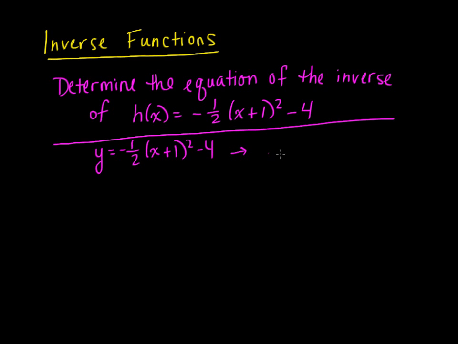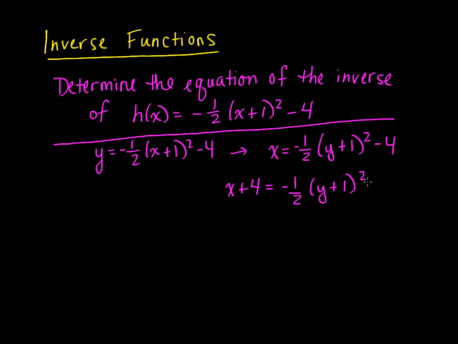Now to determine the inverse, we want to switch the variables. So we're going to have x is equal to -1/2 times (y plus 1) squared minus 4. Solve for the variable y. So we're going to start by adding 4 to both sides. Okay. The next thing we want to do is get rid of this -1/2. So we're going to multiply both sides by -2.